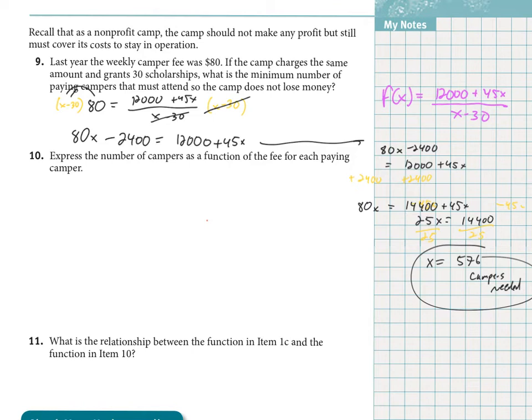So again, to start that, you would start by saying y equals 12,000 plus 45x all over x minus 30, and then we are going to exchange the x and y's, exchange the input and output. So x equals 12,000 plus 45y all over y minus 30. Multiply by the common denominator, and solve for y. So let's take a moment to do that, and then you can look at my work.